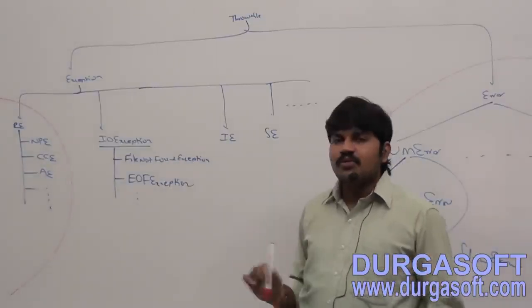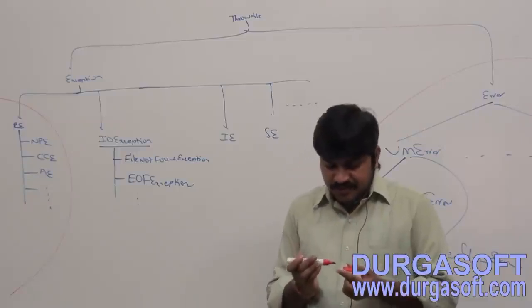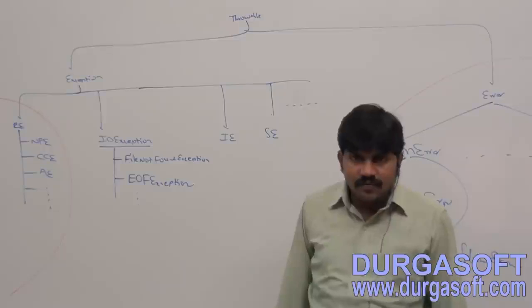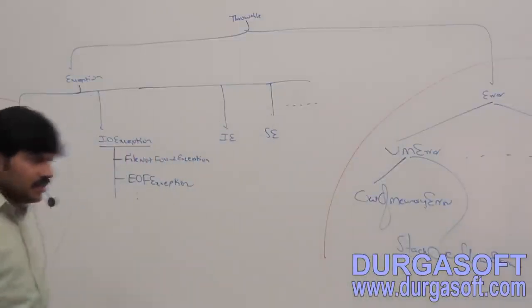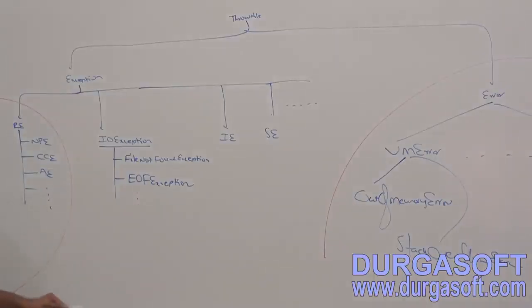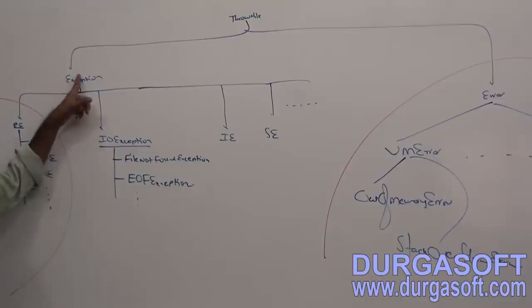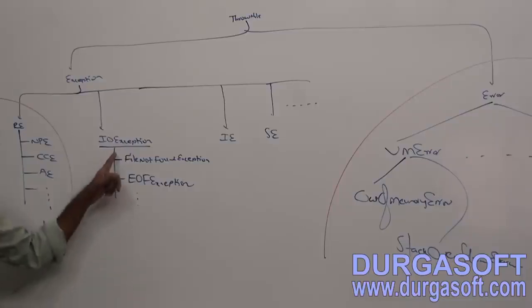Now here, IOException, is it checked or unchecked? Checked. FileNotFoundException, checked. EOFException, checked. Sir, can you tell InterruptedException? Checked. Which is the parent class of InterruptedException? Exception. Are you getting? Which is the parent of EOFException? IOException. Which is the parent of FileNotFoundException? IOException.